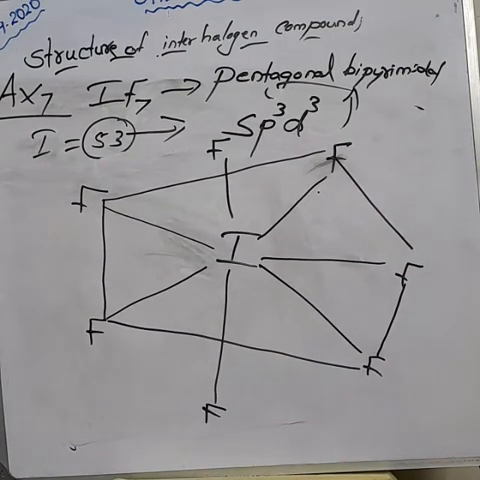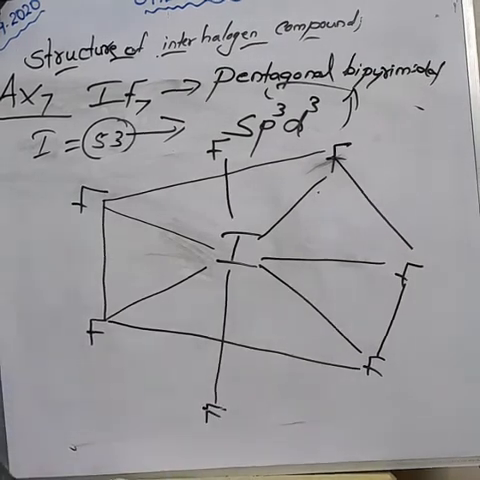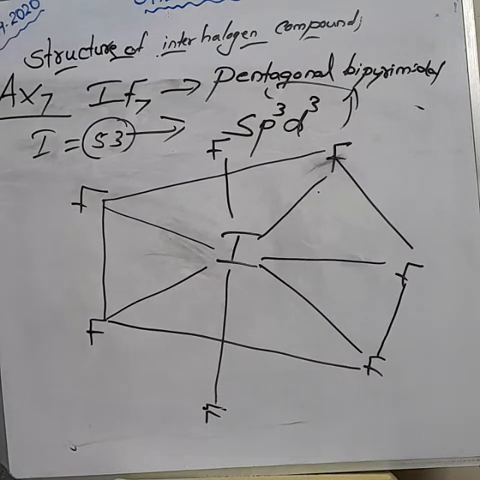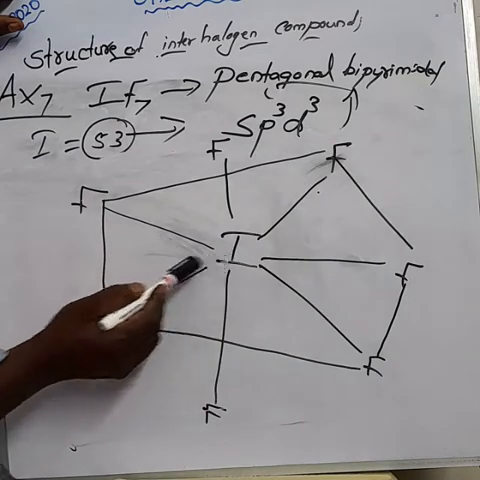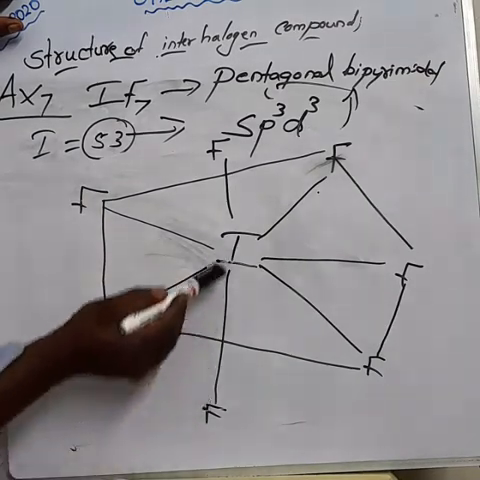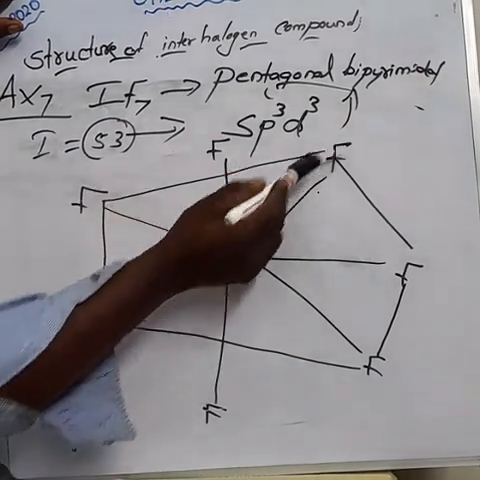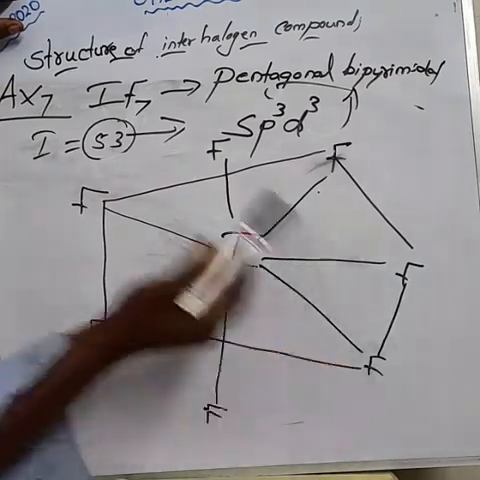Here, what is my question? How many bond pairs and how many lone pairs? When you look at the previous diagram, you can clearly understand that during the hybridization, there is no lone pair. There are 0 lone pairs with 7 bond pairs. Am I right? That is a bond between iodine and fluorine: 1, 2, 3, 4, 5, 6, 7.